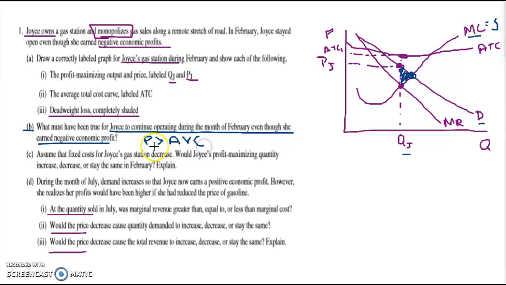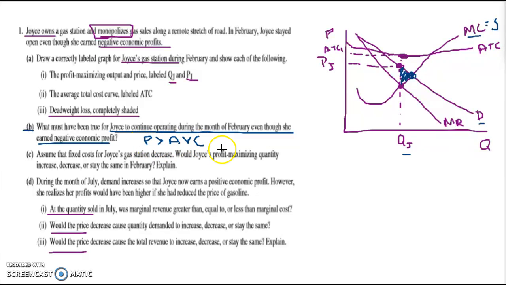And literally, you could have written just that and gotten full points, knowing that currently when I produce, the price that I get for each unit that I sell is greater than the additional variable costs at that point, right? So as long as price is above AVC, we don't shut down.